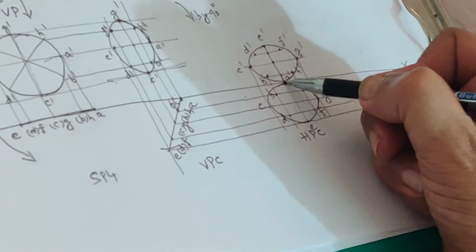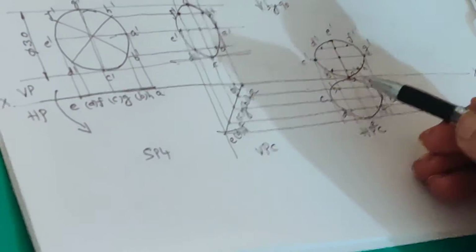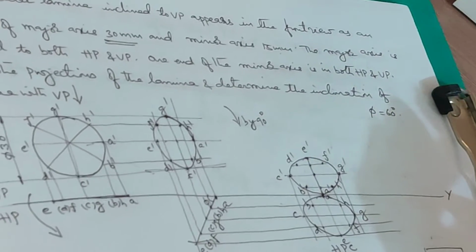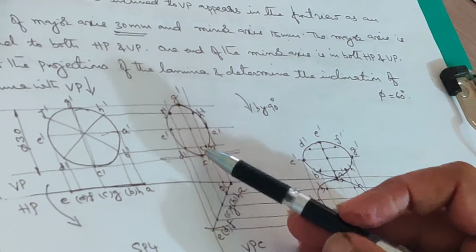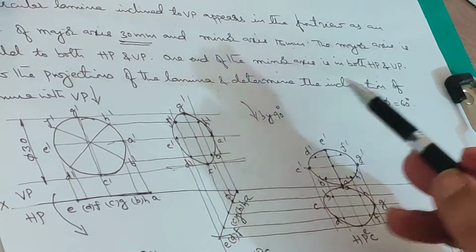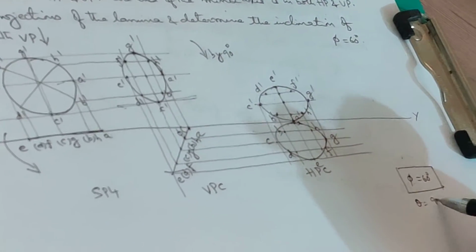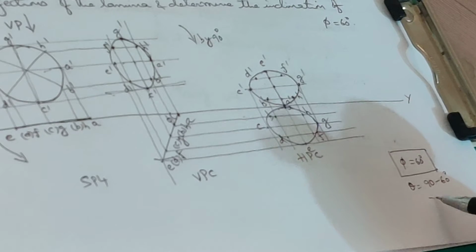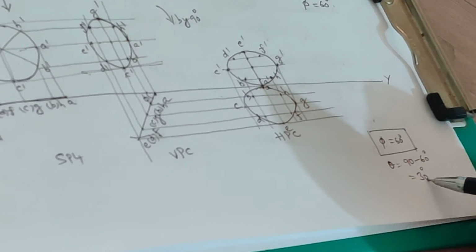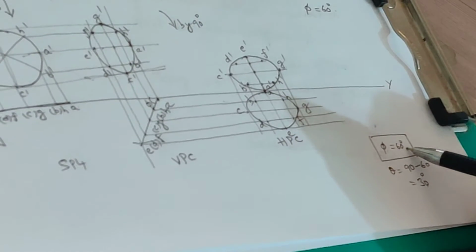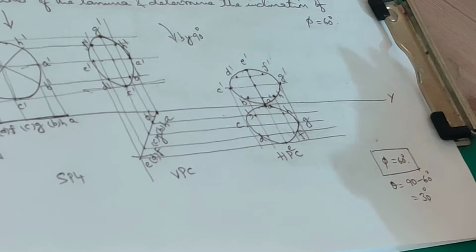So you will see that point A is touching XY line both in the top and front views. In other words, point A is in HP and also it is in VP. One more observation is that here, since we have rotated this by 90 degrees while going to third step, theta should be 90 minus 60. That is 30 degrees. In other words, the inclination of the surface with HP is 30, inclination of the surface with VP is 60. This has already been told to you in the class.